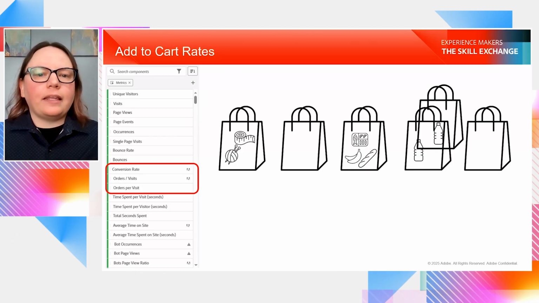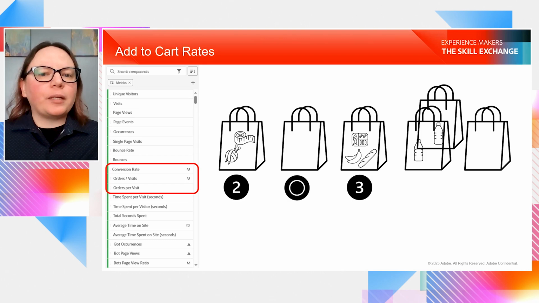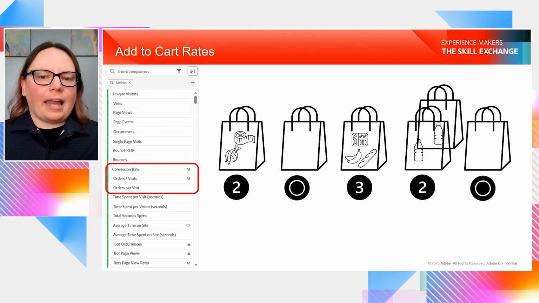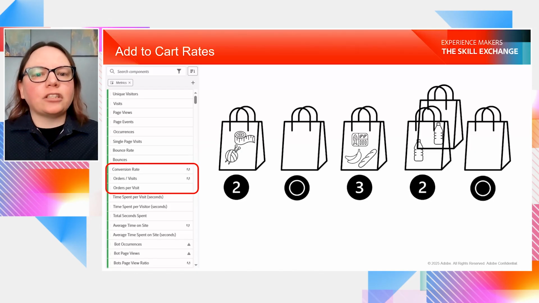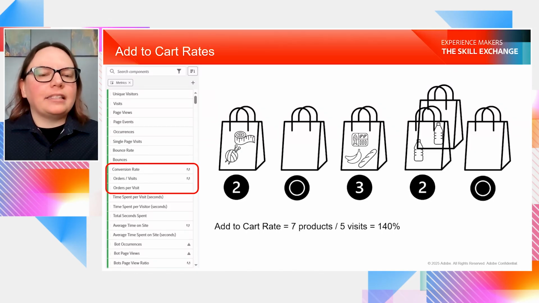And instead of counting the orders, let's look at another relative metric, add to cart rate. Customer number 1 adds 2 products. Customer 2 doesn't add any. Customer 3 adds 3 products. Customer 4 adds 2. And customer 5 doesn't add any. If we were to calculate add to cart rate the same way that we did order conversion, we would count each cart addition, which is 7, and divide by visits, which is 5, giving us an add to cart rate of 140%, which isn't very useful.